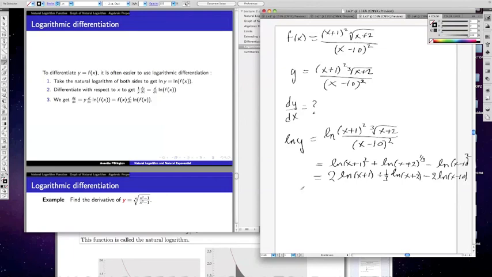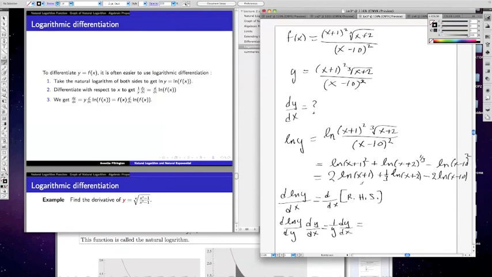And now the point about this is it's very easy to differentiate the right-hand side. But of course when we differentiate the left-hand side, we don't quite get dy dx. We have to use the chain rule, and instead we get 1 over y times dy dx. So the derivative of the left with respect to x is the derivative of the right-hand side with respect to x. And on the left here we use the chain rule. So the derivative of the natural log of y with respect to y times the derivative of y with respect to x is what we get on the left, which is 1 over y times what we're looking for, dy dx.